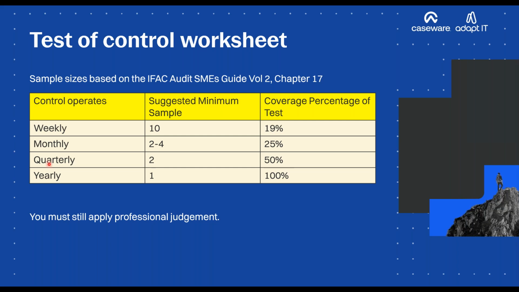If there's a control that only happens once a year, then you have a full population of one. You can only test one. You will test the whole population. Okay. If the control only happens once a year.